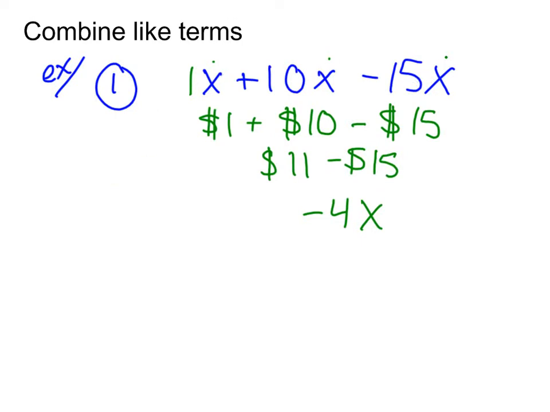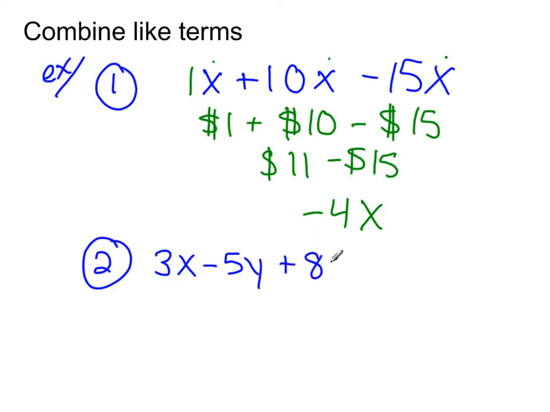So let's try another one. Let's say it's a little bit more long-winded. We have 3x minus 5y plus 8x plus y. Now, we have a little bit of different things going on here. We have x's and we have y's. So we have kind of like apples and oranges. Can't mix them. So they have to only be the same variable with the same variable. And there's only two x terms going on here. We have 3x plus 8x.